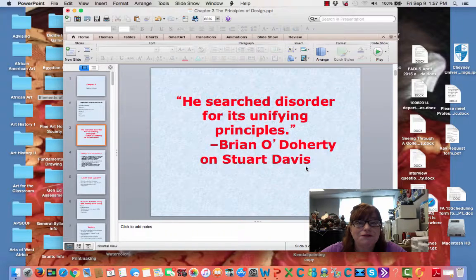And we have a quote here from Brian O'Doherty on Stuart Davis, the painter, and he says he searched disorder for its unifying principles. So what does that mean? Well, basically, a lot of times artists are looking for order. They're trying to bring order to chaos, which is an Egyptian thing, going back to Egyptian times. Sometimes artists are purposefully disordering things, and sometimes we're looking for unity. So we're going to see how all of those things play out.